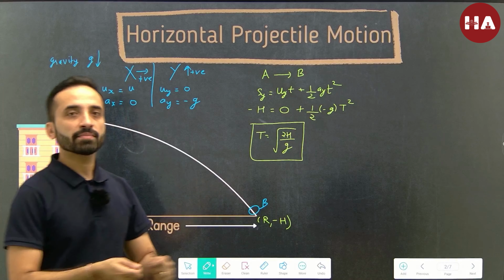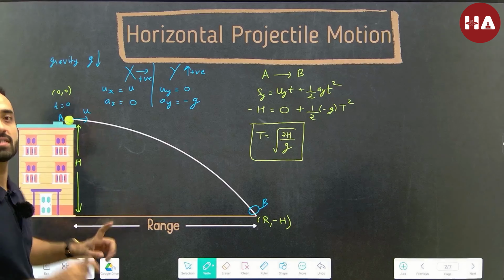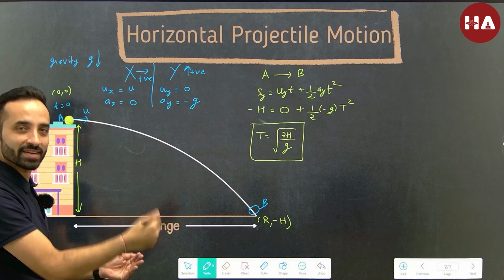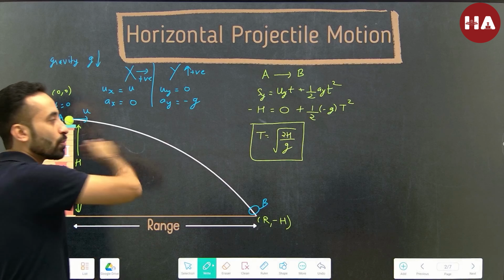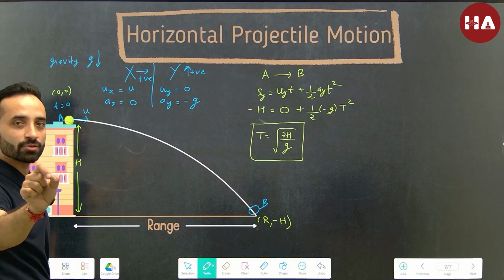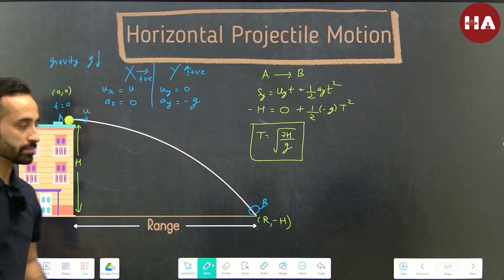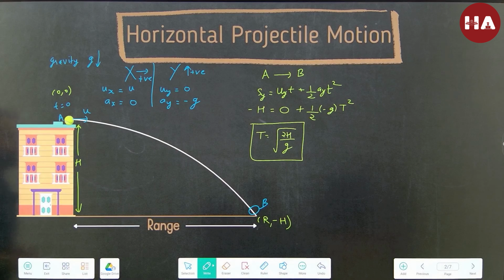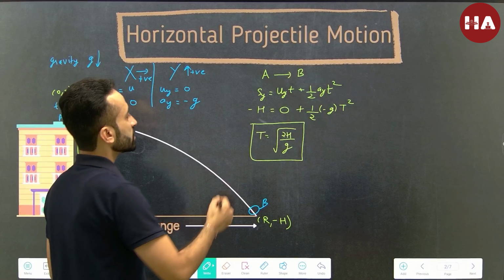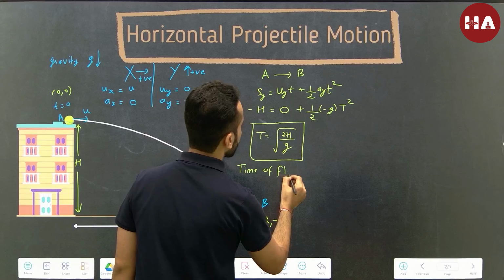So it doesn't matter if you throw the ball with more speed or less speed, as long as it is the same building, it will land at the same time. The only difference is that if you throw it with more speed, then it will land further away, but the time it will take to strike the ground is going to be the same. Okay, please note it down. You can pause the video also and note it down. So we have first calculated t, which is indicating the time of flight.